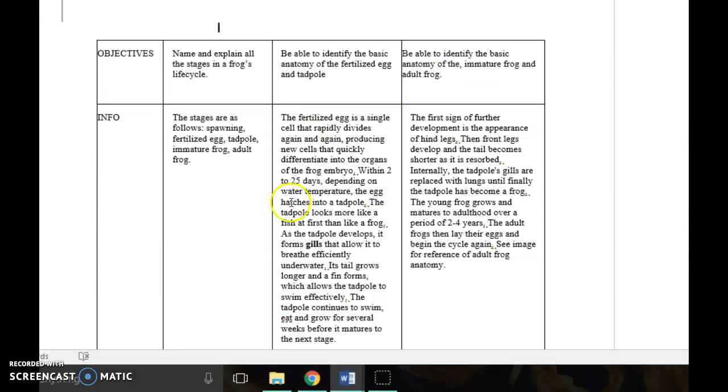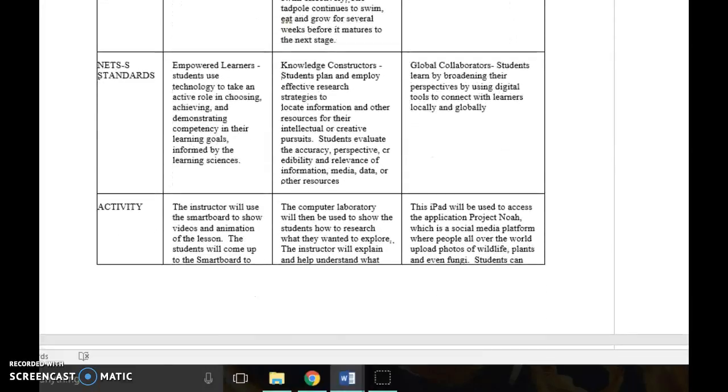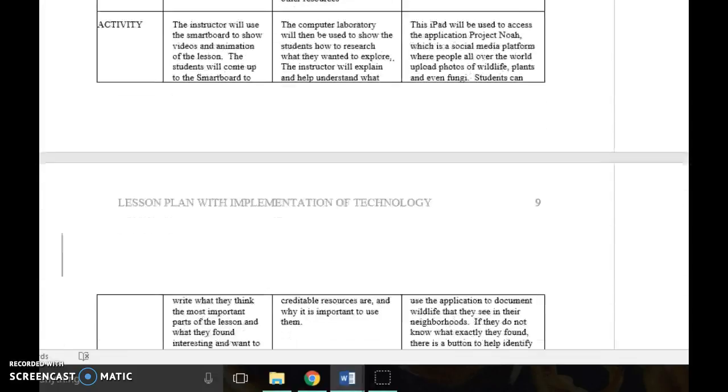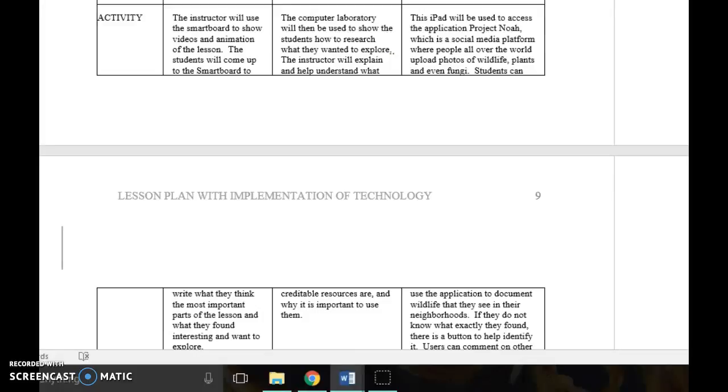And then here is the info that is needed for those objectives, the standards that I consider important in my lesson plan: empowering learners, knowledgeable constructors, and global collaborators. And then the activities that I would plan to use for each of the technologies.